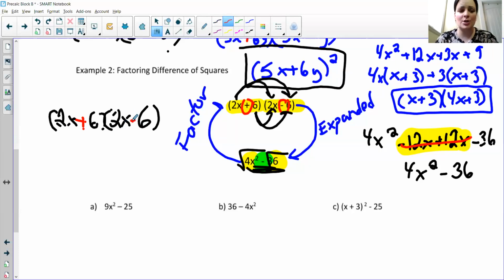It doesn't matter which one you make positive and which one you make negative, as long as one is positive and one is negative. You can't make them both negative. You can't make them both positive because then that's not a difference of squares. That's a perfect trinomial square.